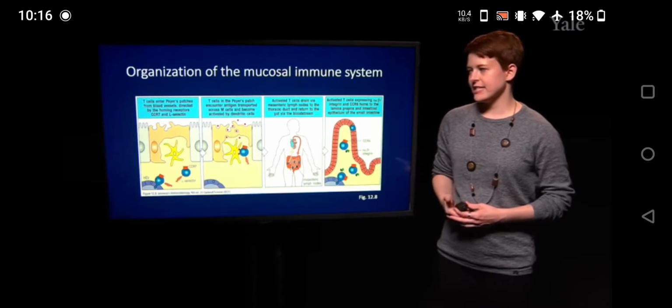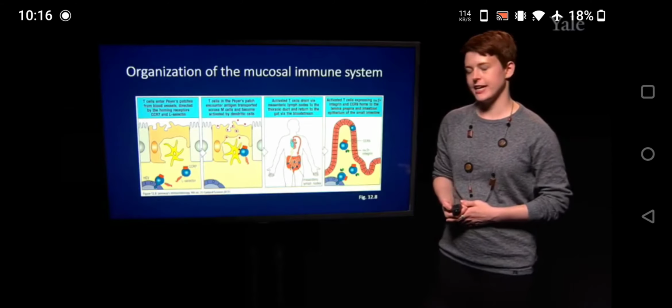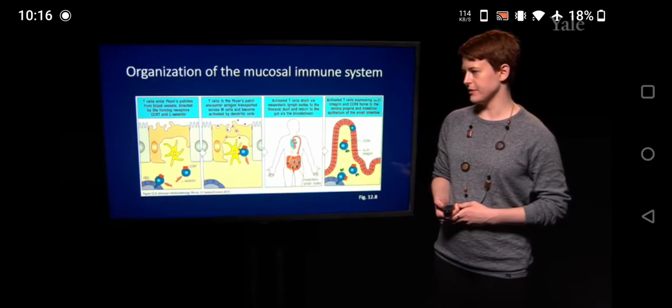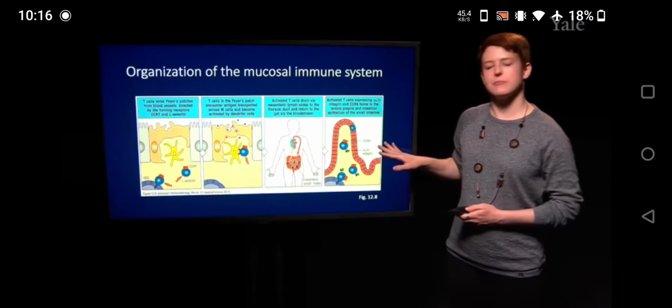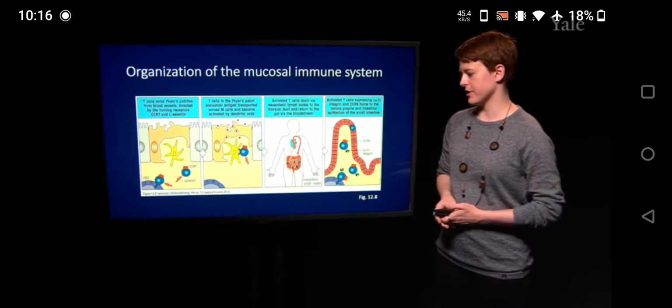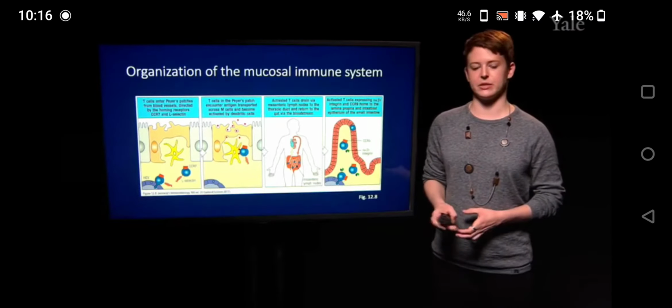Then activated T cells, as you've talked about in previous lectures, will drain to the lymph nodes and return to the gut via the bloodstream. We'll talk a bit more about the T cells in the mucosa in the gut, but these activated T cells can then help control infection.